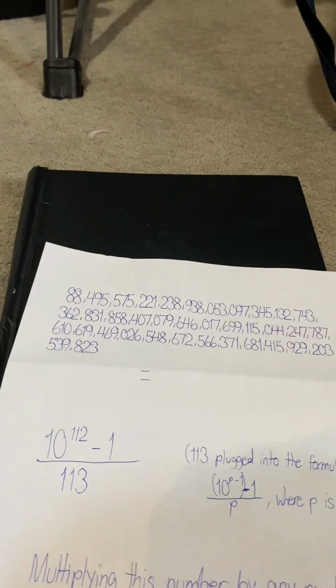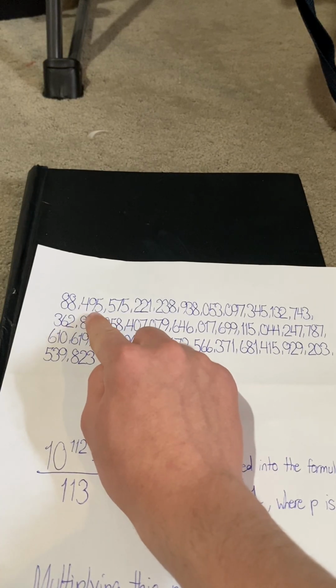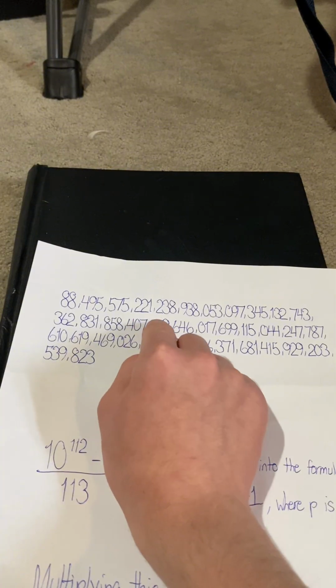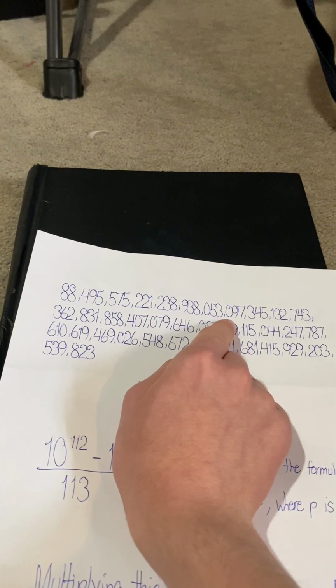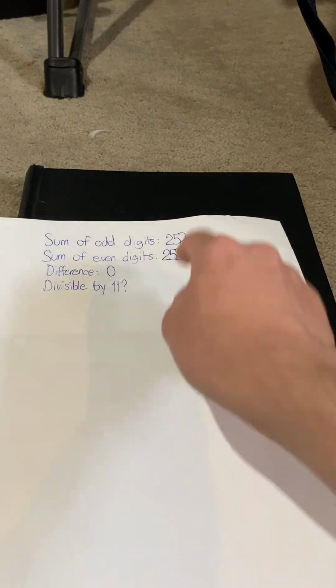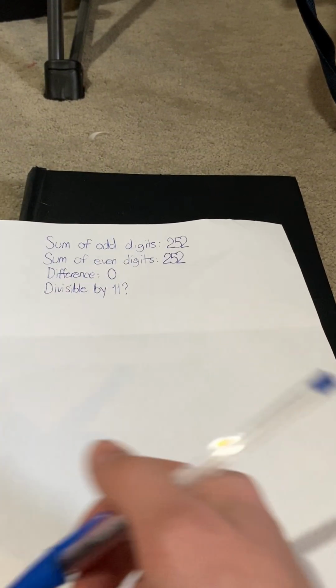Now do the same thing with the even digits. So you do 8 plus 9 plus 5 plus 5 plus 2 plus 2 plus 8 plus 3 plus 0 plus 3 plus 9, and so on, all the way down here. And you also get 252. So the difference between these two is 0, which means it's divisible by 11.